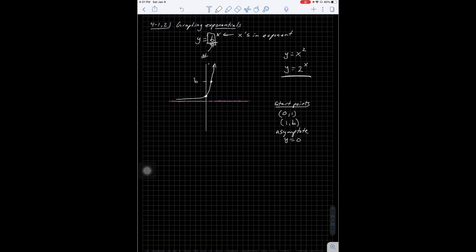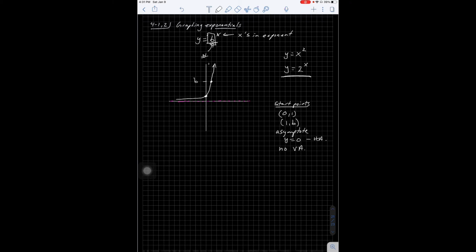Now, it's really easy for students to think that there is a vertical asymptote. Because it goes up so steeply, it looks like it's got an asymptote, but there are no vertical asymptotes on these exponentials. There's only a horizontal asymptote at 0.